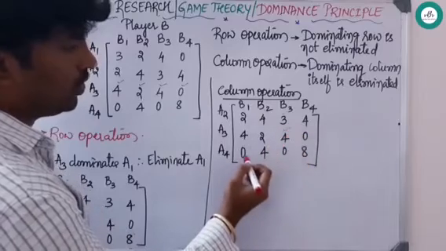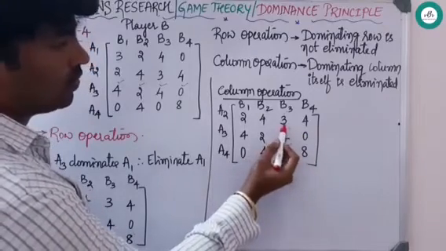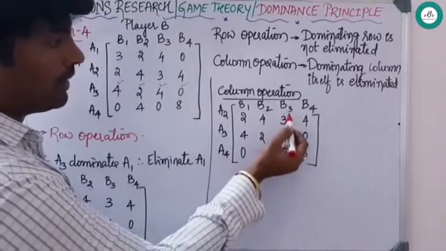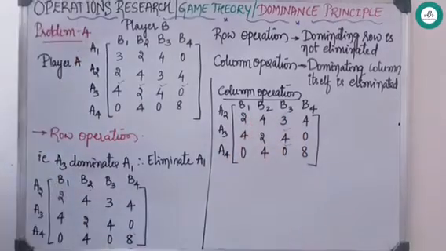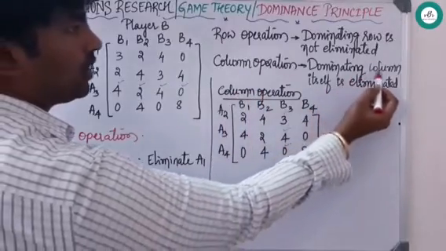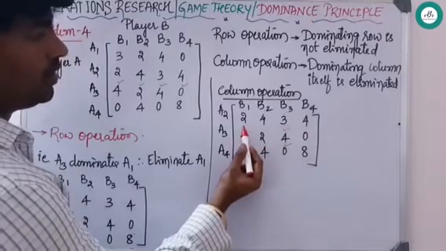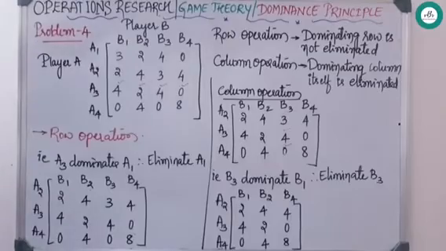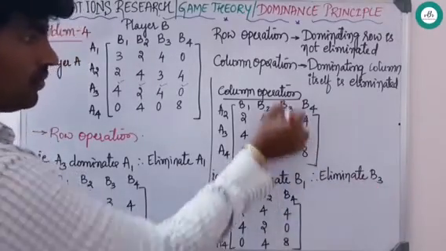We'll consider 0 and 0. So 0 equal, we'll consider this. Since only one element is dominating, we have considered this. So in this B3 dominates B1. Remember this point, when you perform column operation, the dominating column itself is eliminated. Here B3 is dominating B1, therefore eliminate B3. So that is B3 dominates B1, eliminate B3. So I am eliminating this.